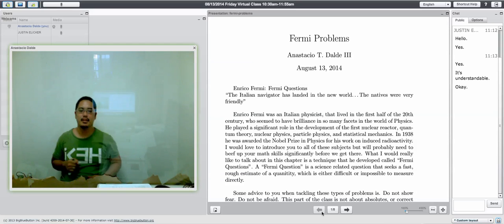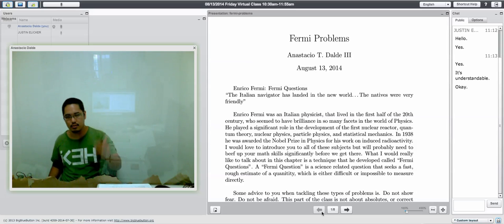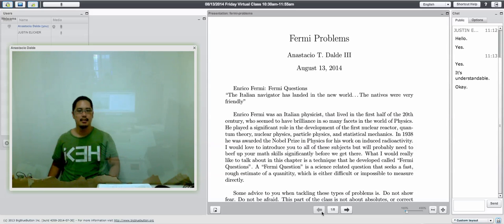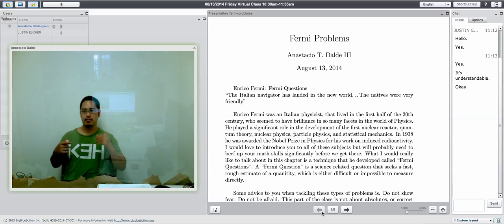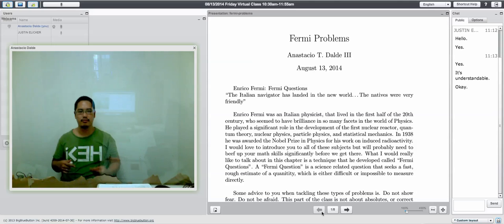All right. Who was Enrico Fermi? This dude was an Italian physicist. He lived in the first half of the century, so the early 1900s to like 1950. Actually, I'm not exactly sure when he was born and died, but I know that he was a brilliant dude. He played a significant role in the development of the first nuclear reactor, quantum field theory, nuclear physics, particle physics, statistical mechanics. Just awesome. He won the Nobel Prize in 1938.